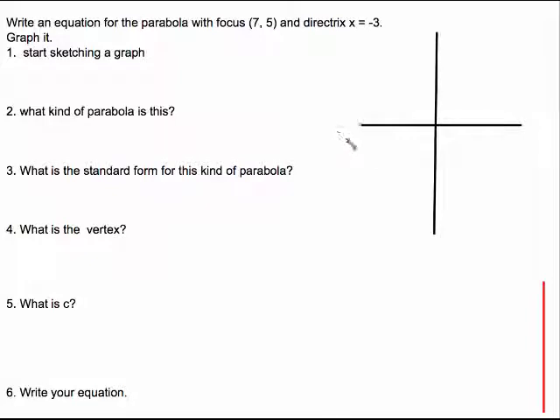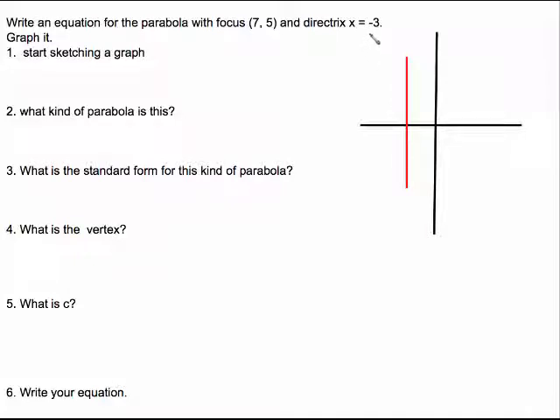All right, here's another one of these where we need to work backwards. We have some information and we have to come up with the equation. So we have this focus of 7, 5 and a directrix of x equals negative 3. If you are familiar with the formula at all, if the directrix is a vertical line, then you know your parabola has got to be sideways. There's no way your parabola can go this way. The directrix does not go through your parabola.